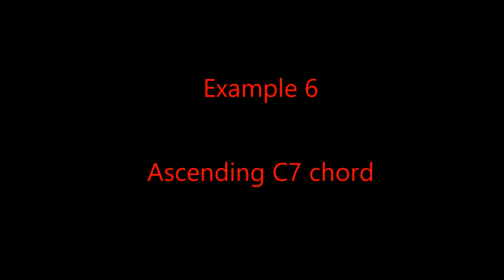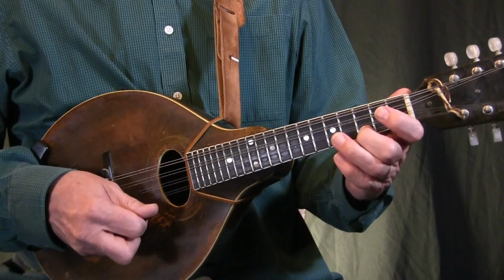Pivoting can also be done on chords. Here in example 6, I play a C7 ascending chord. So in the C7 ascending chord, I played the notes of the C7 chord, C, E, G, and B flat. In example 7, I'm going to do the same thing, except after playing C, I'm going to pivot an octave lower and play the rest of the notes. I do that here.